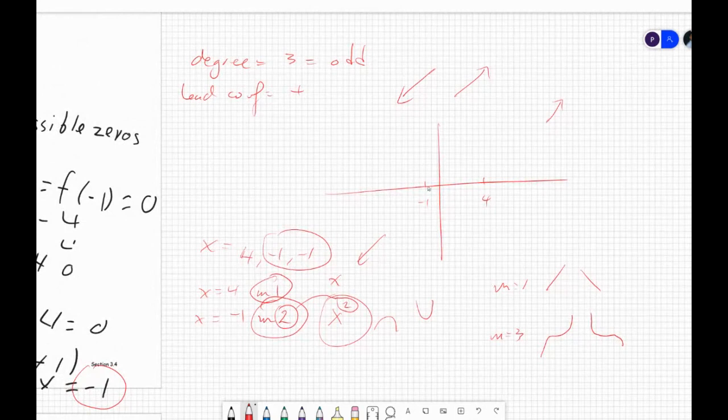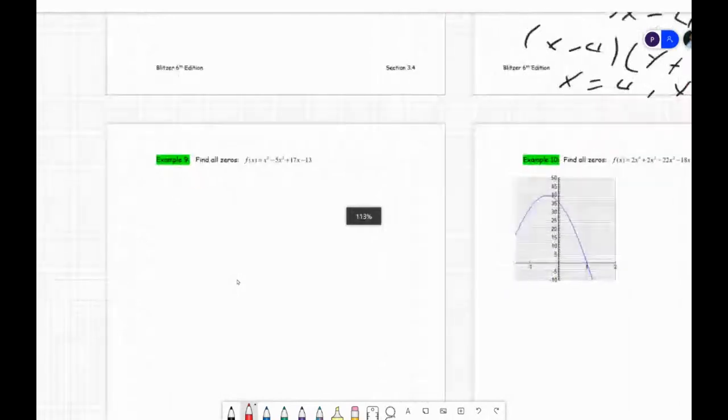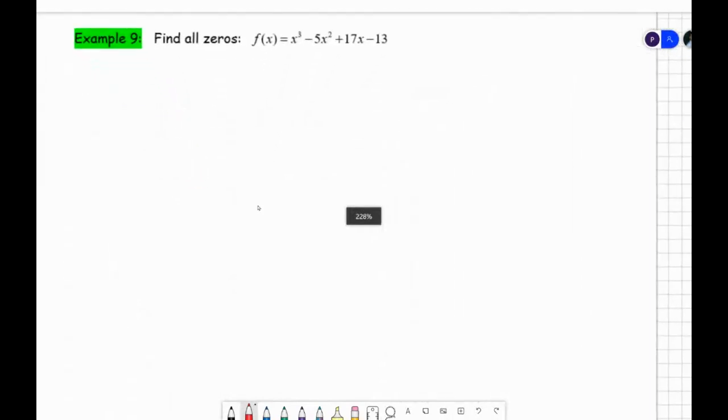Okay, all right, so at -1 it's going to bounce off, and it's going to look like a parabola. So it's going to go up here, bounce off, come back. At 4, it's going to go straight through because my multiplicity was 1. So that's what the graph looks like. And multiplicity helps us do that. Look at the last video so you can understand that a little bit better.